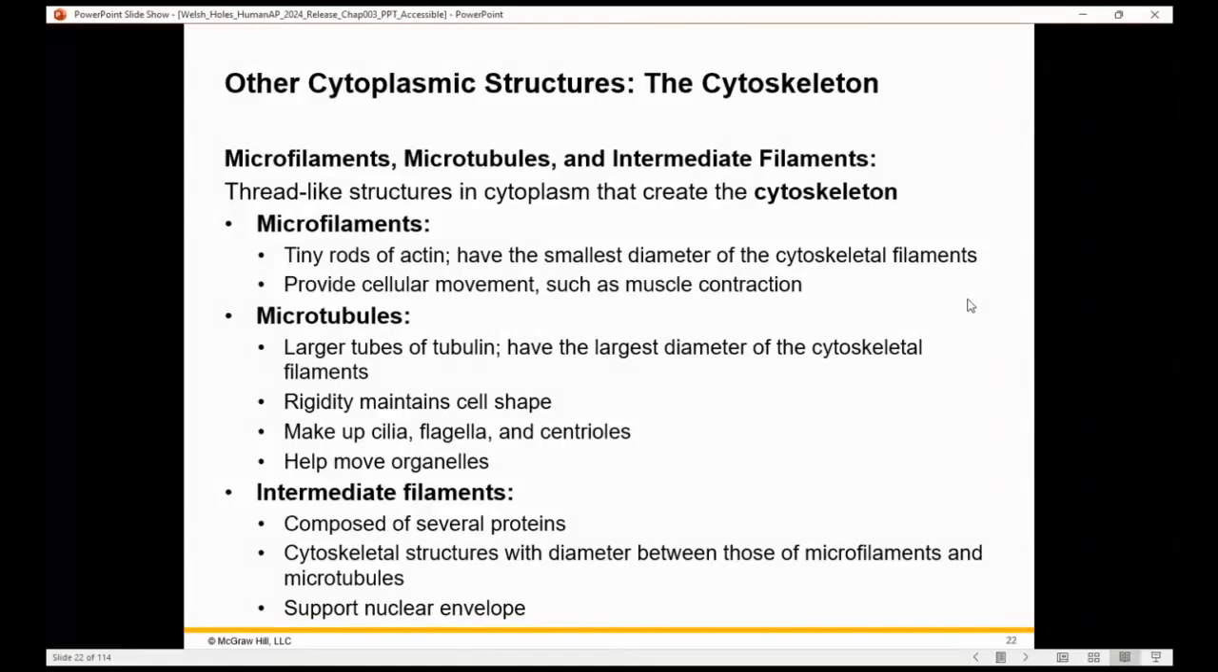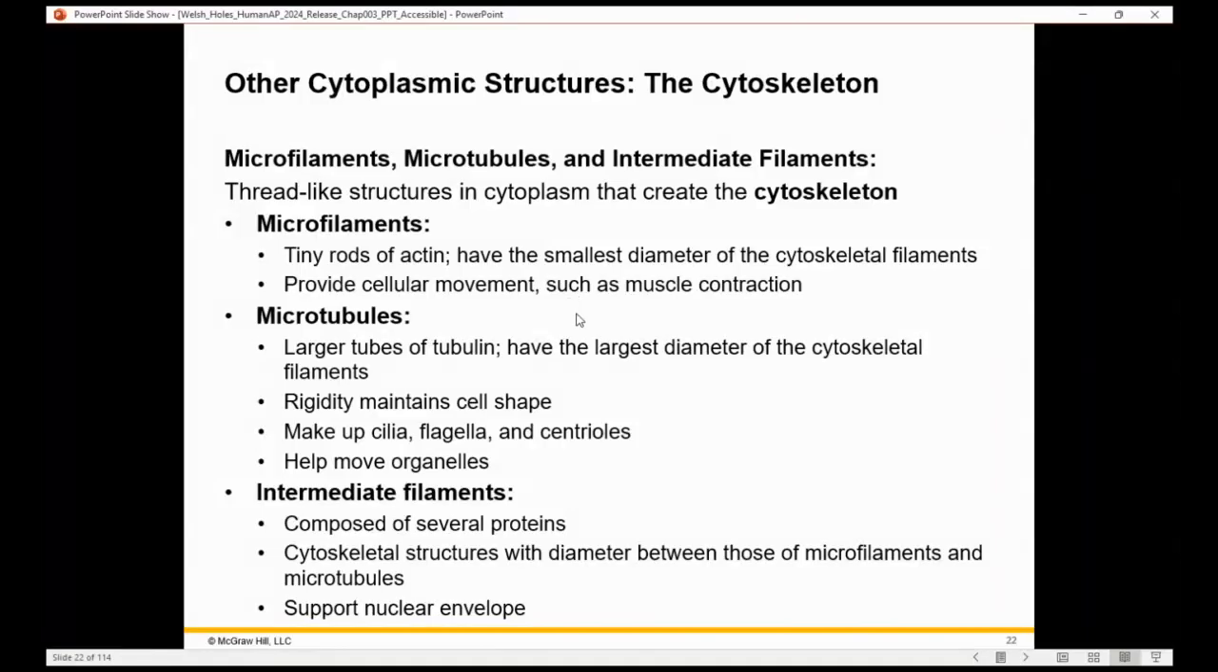Okay, other cytoplasmic structures. These things form the cytoskeleton. And the cytoskeleton holds the organelles in place quite often. These are made up of microfilaments, microtubules, and intermediate filaments. They are thread-like structures in the cytoplasm that create the cytoskeleton.